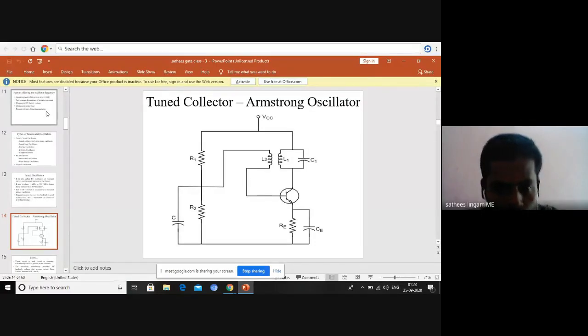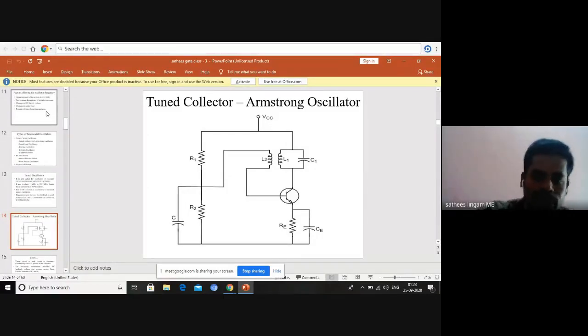L2 is given to the input of the base, then voltage divider biasing is happening. R1 and R2 play the role of voltage divider biasing. Then C is the bypass capacitor, which we already discussed.